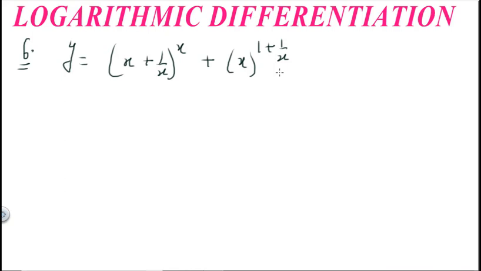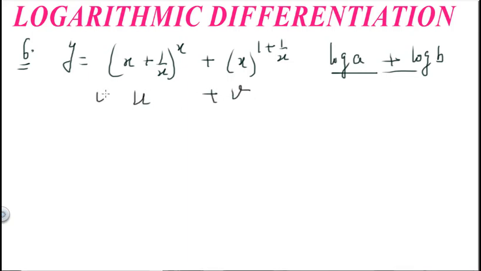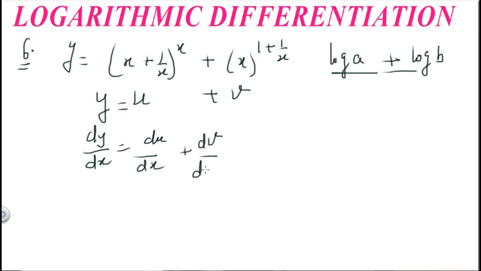Now students, try to take log in this equation only. But do we have any formula? You will have log a plus log of b. Right? It is not equal to anything, right? So what we do is we take them separately for our ease and then solve it. Like you take it as u and you take it as v. Y is equal to u plus v. So dy by dx will be just equal to du by dx plus dv by dx. Clear? This is how you are going to solve.